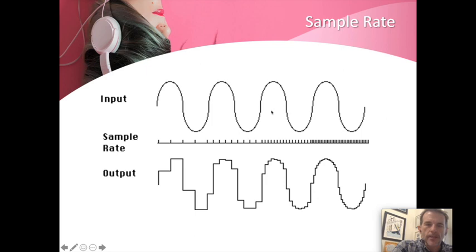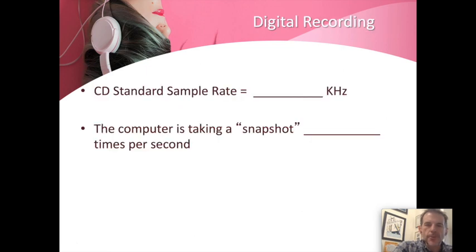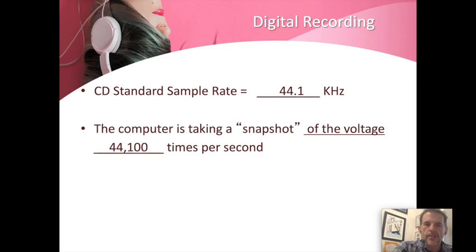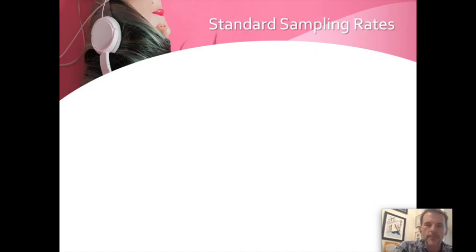A lot of us still revert to the sample rate and bit depth of CDs because that's what most files end up in as their final two-track format. So understanding this, while CDs don't exist much anymore, we use this as our standard. And the sample rate of a CD is 44.1 kilohertz. And again, that's the computer taking a snapshot of the voltage 44,100 times per second.